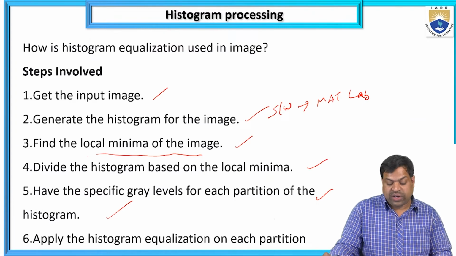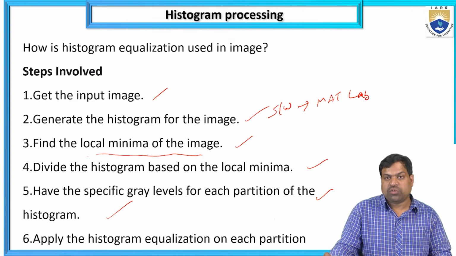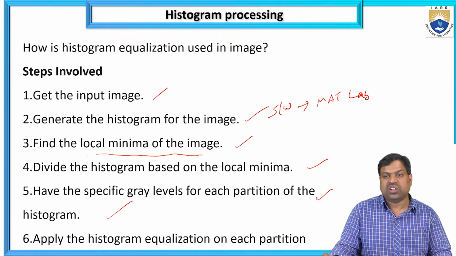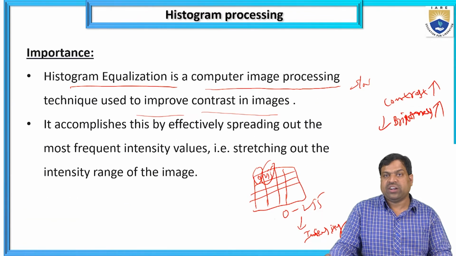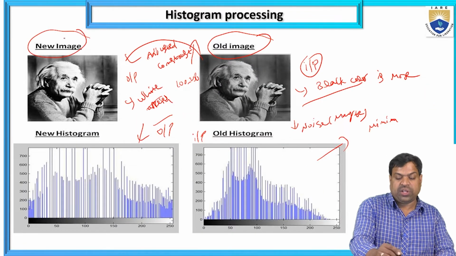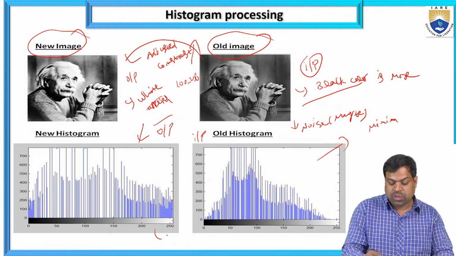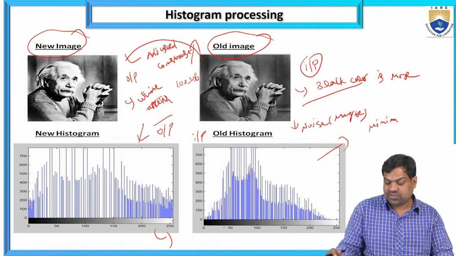and divide the histogram based on the local minimum. We have to divide at the local minimum and take specific gray levels for each partition of the histogram. So what are the specific gray levels in the original image? We have to find them out and apply the histogram equalization on each partition. Then we will get a result like this. After that, we apply the histogram process. The new image is like this. The new equalized image is like this.